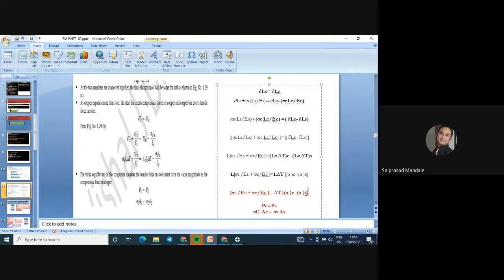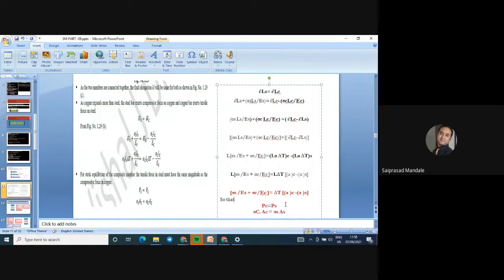This is the desired equation when the two materials are joined together and subjected to temperature difference. That will be the net variation in the stress and strain in the structural member. Whatever the amount of the compressive force and the tensile force exerted by the materials, they are equal. Whatever tensile force and compressive force the materials exert over one another is the same. So that's why I have written over here sigma C equals sigma S, PS equals PC.